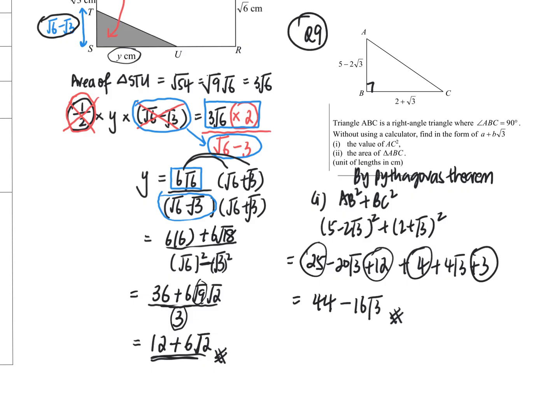Yeah, correct. Then part 2, find area. Half times base times height. So this one I think no need me to go through, right? You just have to expand and then eventually get this as your answer.